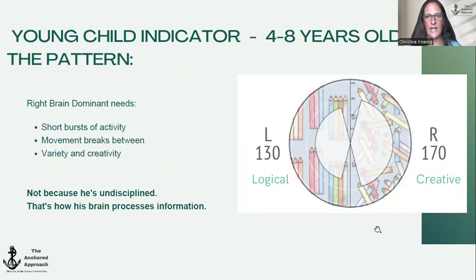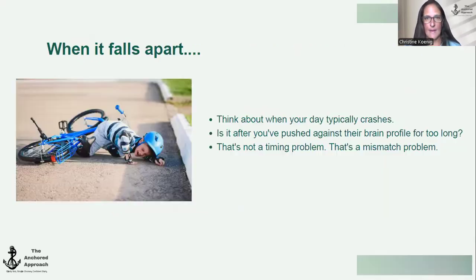This is a young child indicator, so it's from about 4 to 8 years old. The pattern we see here is that the right brain dominant needs short bursts of energy, movement breaks, variety, and creativity. Okay, this is not because this child is undisciplined. This is because this is how this brain will process the information that keeps coming into their world. Children are processing the information coming in all the time.